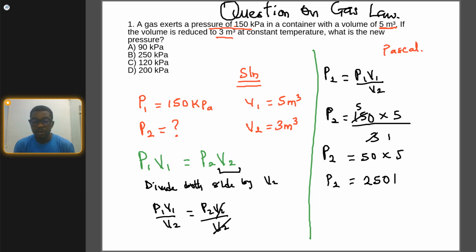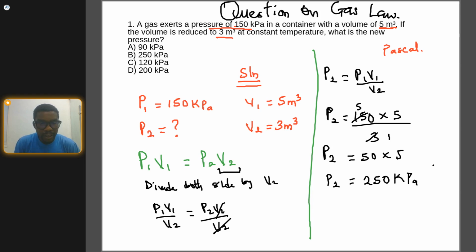250 kilopascal. Now, the reason why I have to use kilopascal is because the unit of pressure given in the question initially was kilopascal. If the unit was given to be millimeter mercury, my answer also would be in millimeter mercury. But because the question was given in kilopascal, I have to also express the final answer in kilopascal. So we got P2, the second pressure, to be 250 kilopascal.